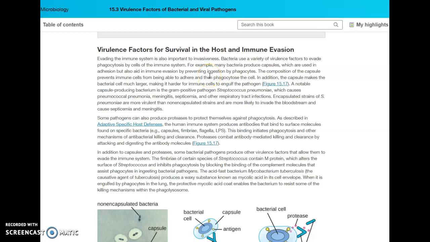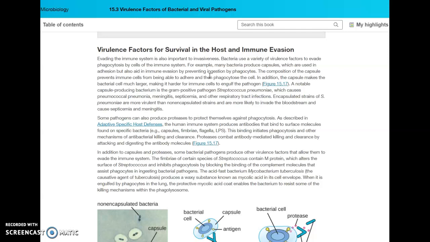Continuing where we left off in our previous video, we will now look at the virulence factors that allow bacteria to survive inside the host and evade the attempts by the immune system to get rid of it, inactivate it, kill it. So bacteria can do several different things that allow them to evade capture by the phagocytes. Just as a refresher, the phagocytes are those that are able to ingest and destroy bacteria.